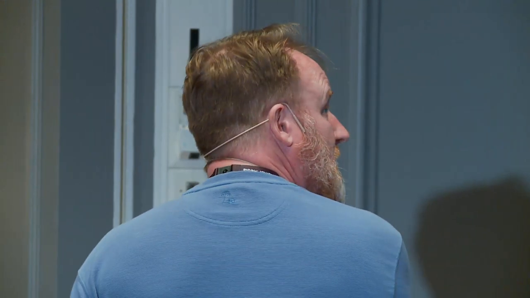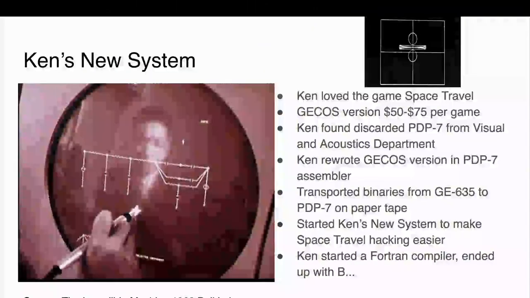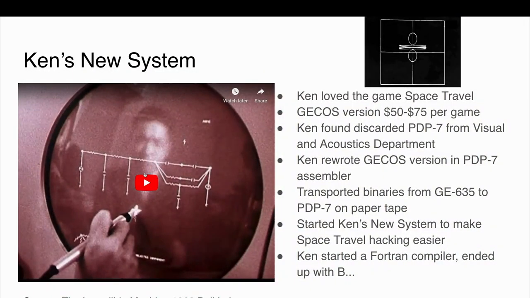They had this PDP-7, oh, come on. Had a PDP-7, no. This is supposed to start.